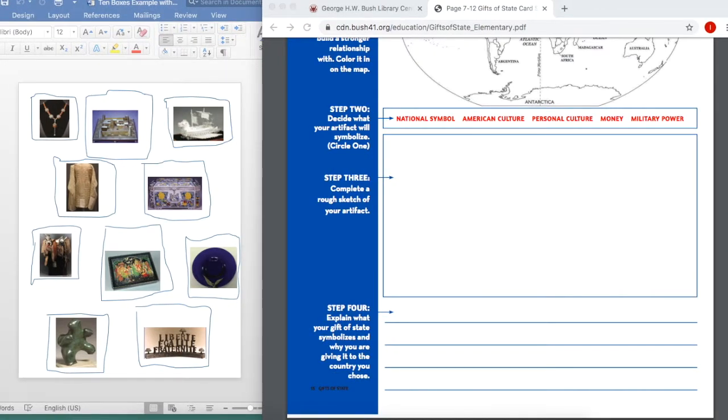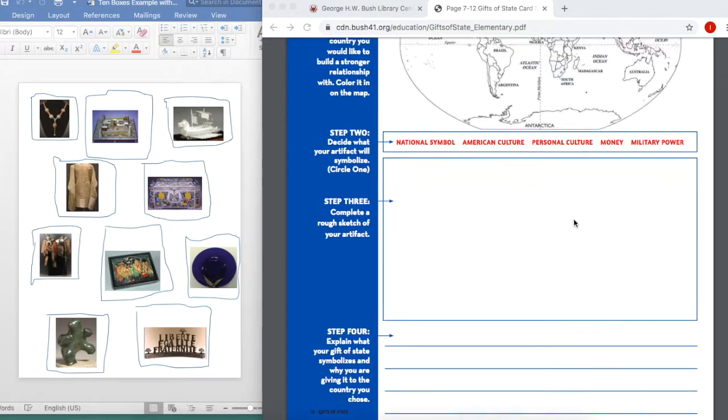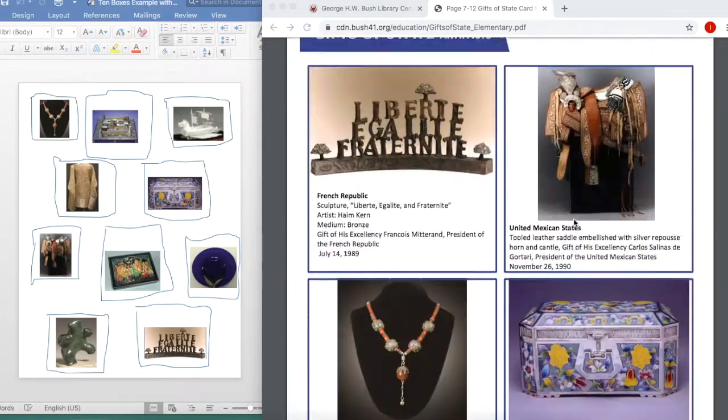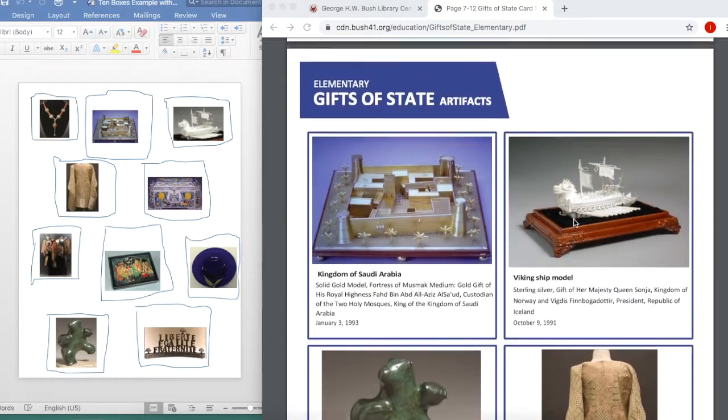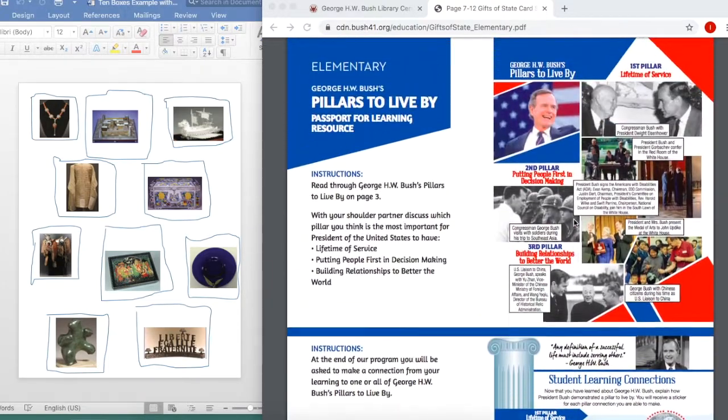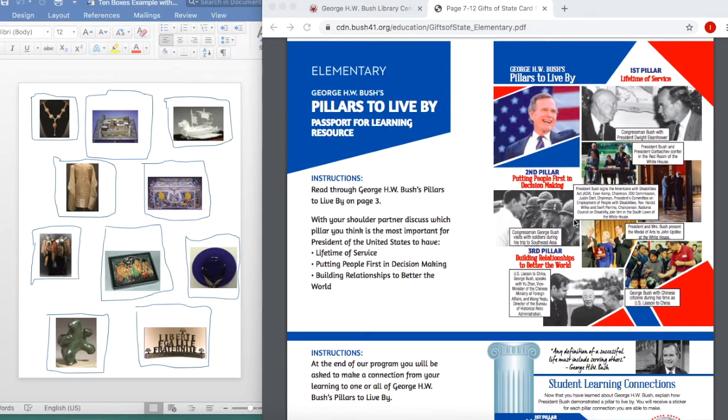If you enjoyed this video, we have more available, such as a video about our Passport for Learning program, where we cover different enrichment activity options. This pairs well with the Pillars to Live By activity on pages 3 and 4 of this packet. The Pillars to Live By are successful principles and practices of President Bush, leading to actions he took throughout his life. The 3 Pillars to Live By are a lifetime of service, putting people first when making decisions, and building relationships to better the world.